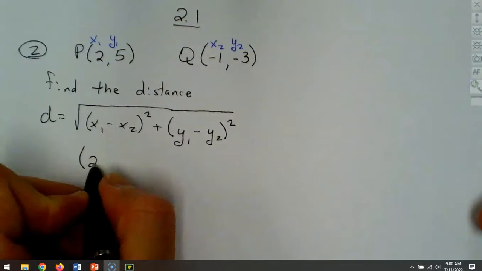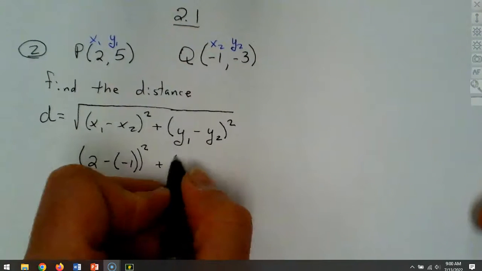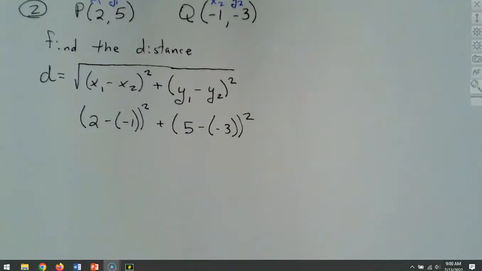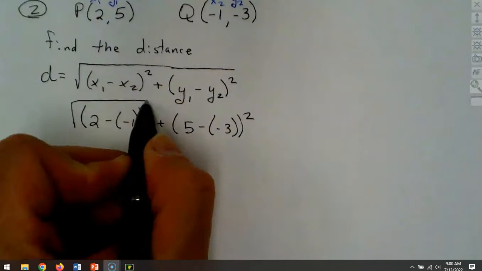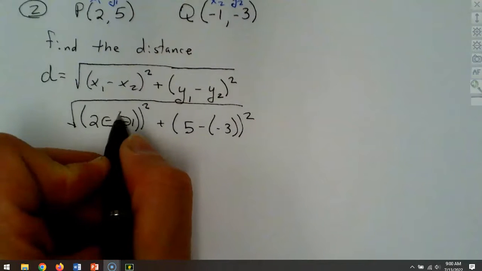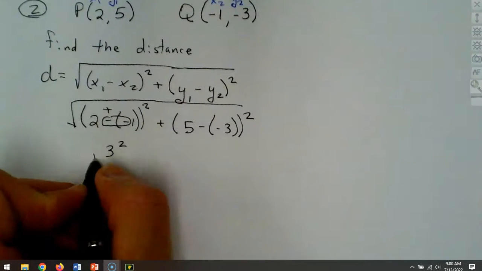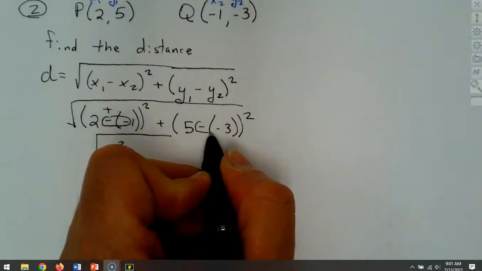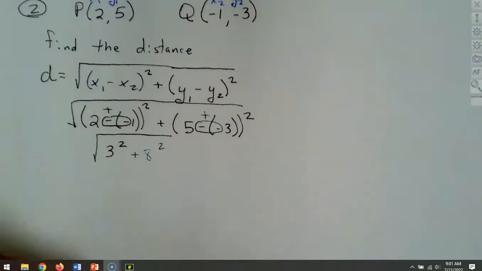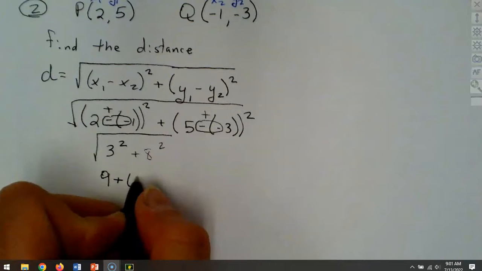So we've got 2, and watch out for the double negatives: 2 minus a -1, quantity squared, plus 5 minus a -3, quantity squared. And that's still underneath your square root here. Order of operations says we do the insides first, and then we square. So the double negative makes that a positive. So 2 plus 1 makes it a 3. We still have to square that. Double negatives make that a positive, so that's an 8 squared. And 3 squared is 9. 8 squared is going to be 64.